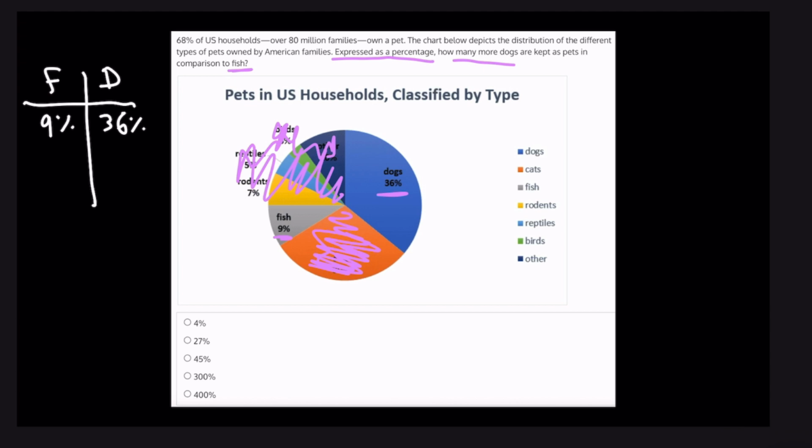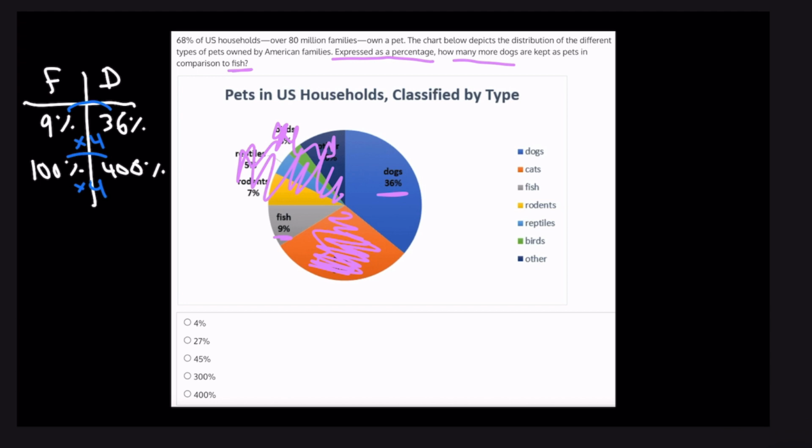So if we imagine fish as our baseline because it's the smaller number, and imagine that baseline being 100%, we need to understand then if fish is 100%, what dogs would be. So to do that, we need to understand that relationship that we get from our chart. So from 9% to 36%, we're multiplying by 4. So similarly, if we're trying to get from 100% to what dogs should be keeping that same ratio, we should also be multiplying by 4, and that's how we end up with 400% for dogs.